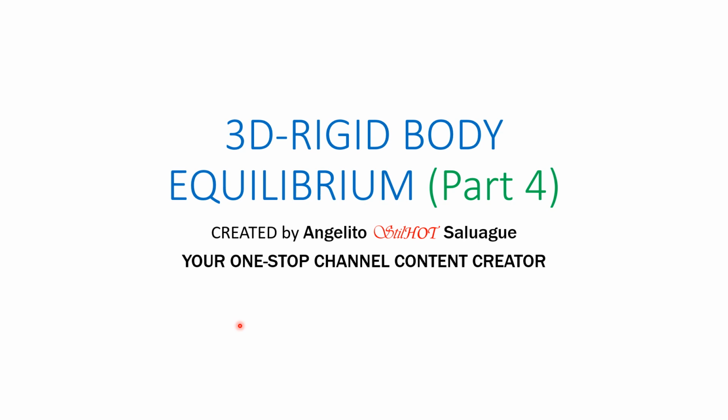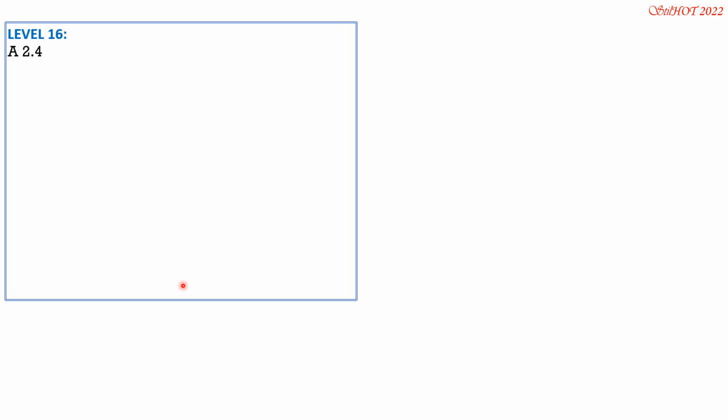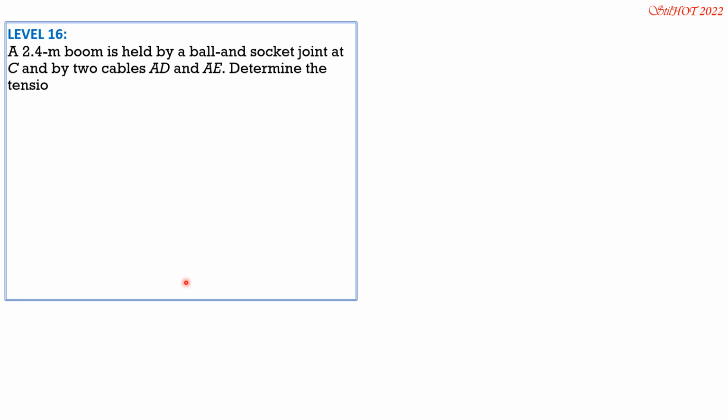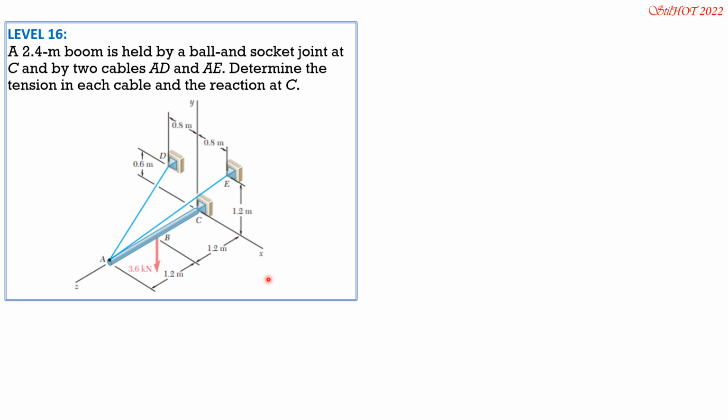So this is about part 4 of the 3D rigid body equilibrium. A 2.4-meter boom is held by a ball and socket joint at C and by two cables AD and AE. Determine the tension in each cable and the reaction at C. So here is the given figure.